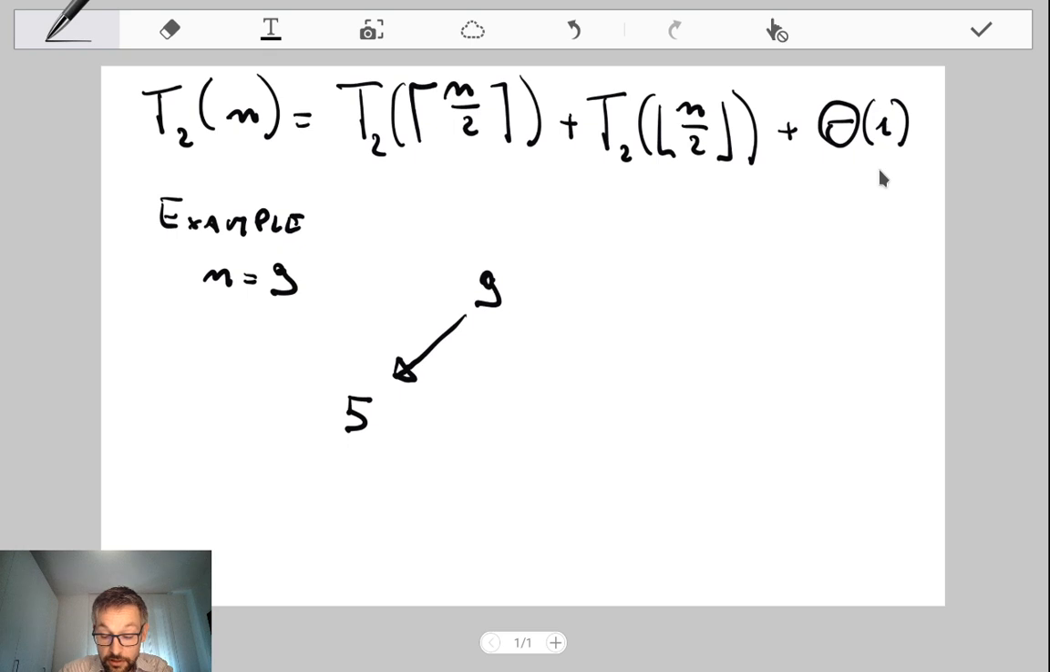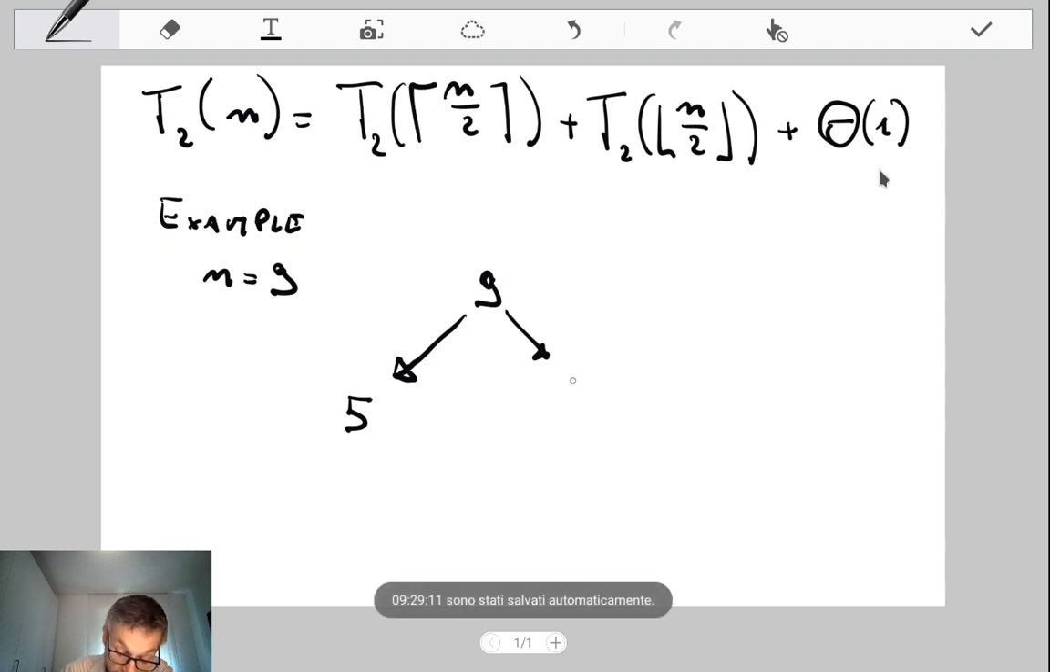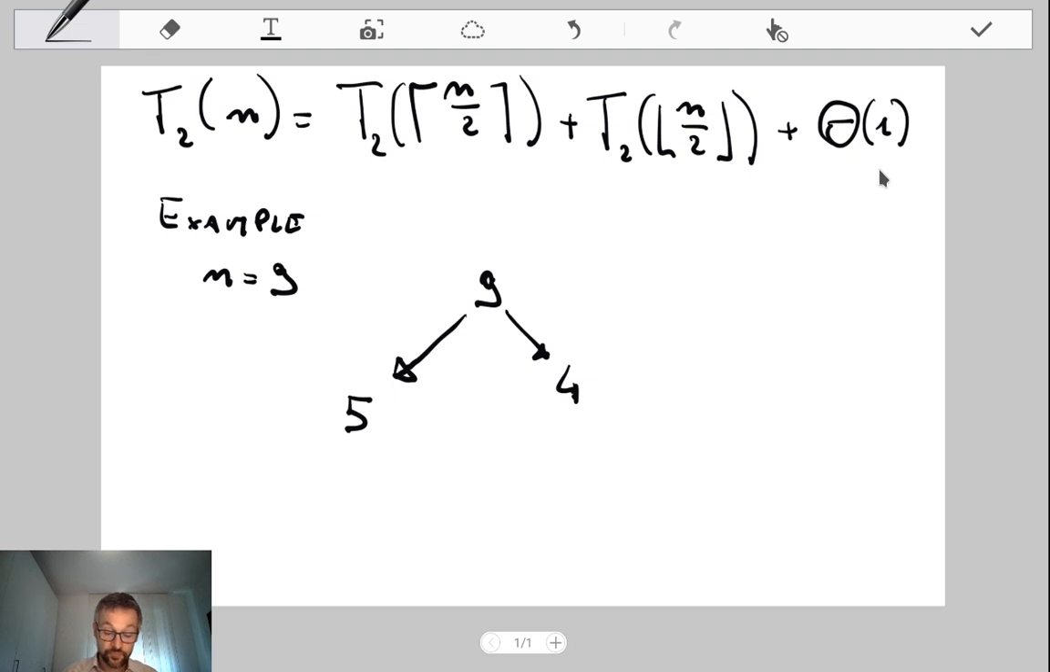What about the other call? Well, the other call will handle half the original, the floor of half of the original input size. So since the input size was 9, the other call will deal with 4 elements. Okay.